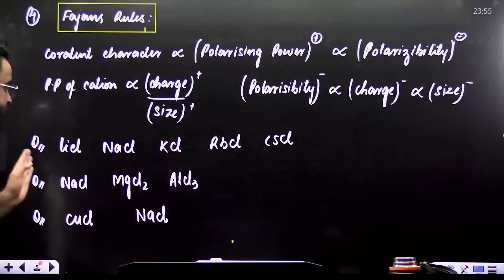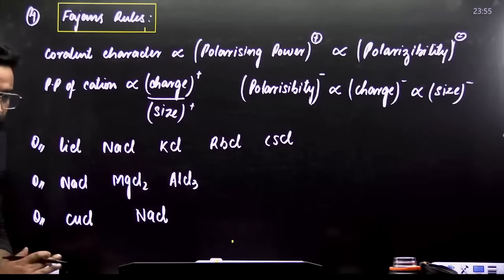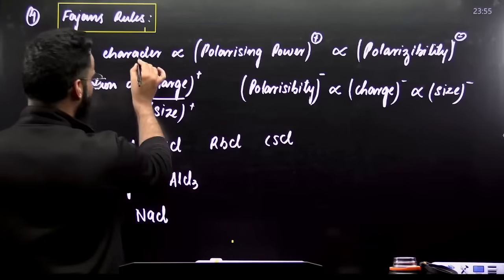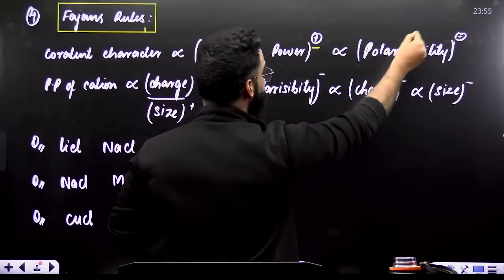A lot of times you will be getting questions like this. Arrange the following on the basis of covalent character. Remember, my dear students, covalent character depends on 2 things: polarizing power of cation and polarizability of anion.